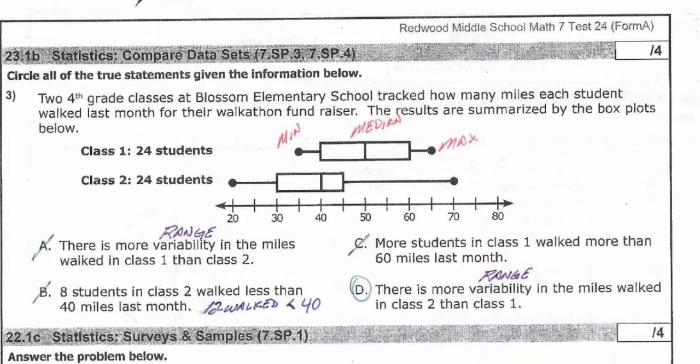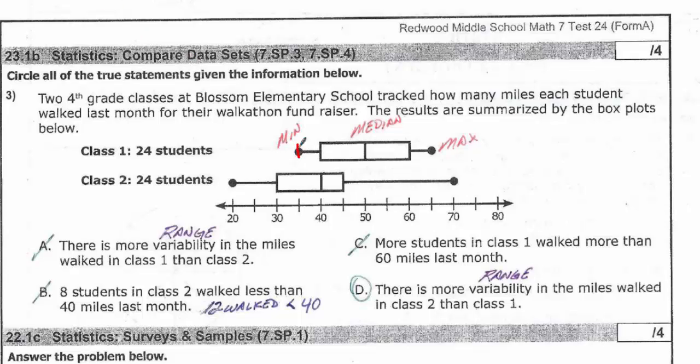Box and whisker plot. Using a box and whisker plot to do some interpretation or to do some analysis. So we've got a box and whisker plot for class 1, 24 students, how much they walked in a month. We have the same thing for class 2. And we're asked 4 questions. Question number 1, there's more variability in the miles walked in class 1 than class 2. Well, that's a false statement. I crossed it off. Here we're supposed to circle every true statement.